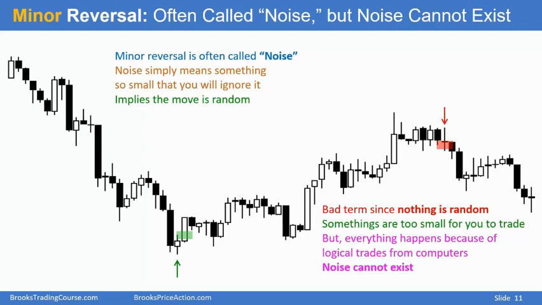Whenever you hear a person talk about noise, I think they're being ignorant. They're implying that they're either not understanding why the market is doing what it's doing, or they're simply choosing to ignore what it's doing. Ignoring what it's doing is acceptable. If the time frame of the movement is so small that you're choosing not to trade it, that is fine. But to call it noise and believe that it's random is foolish. That's ignorant, because everything happens for a reason. My definition of noise: minor reversal, and I prefer to use the term minor reversal.